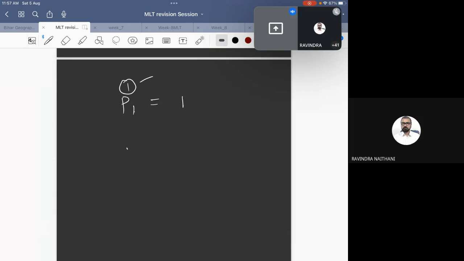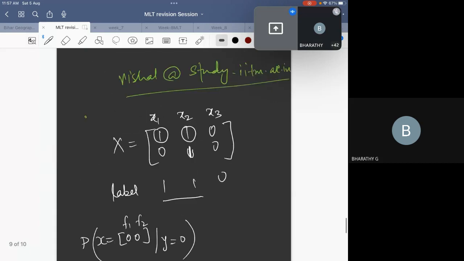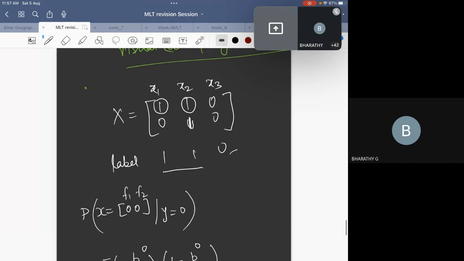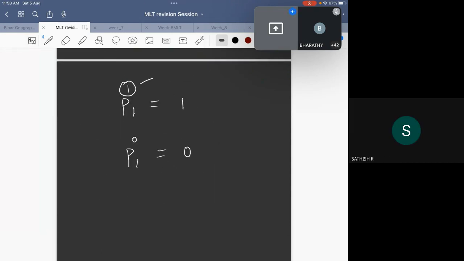Can you calculate for the other case, feature 1 with label 0? You have to check: just go inside y equals 0, and then check whether feature 1 is 1. Is it? No, right? So what should be the fraction? The fraction should be 0. Correct? This is how you should calculate.